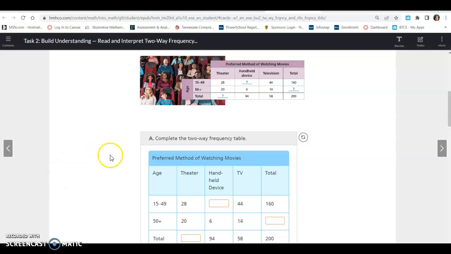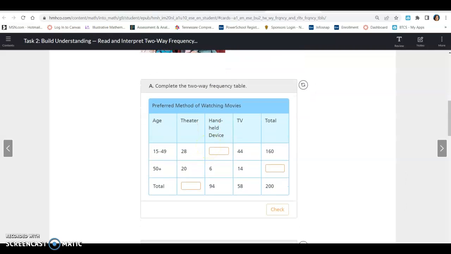All right, so you can see here preferred method of watching. So we've got theater, handheld device, television. So they've surveyed ages 15 to 49 and 50 plus. You can see that there's a few of these that are blank. So the first thing we need to do is complete the two-way frequency table.